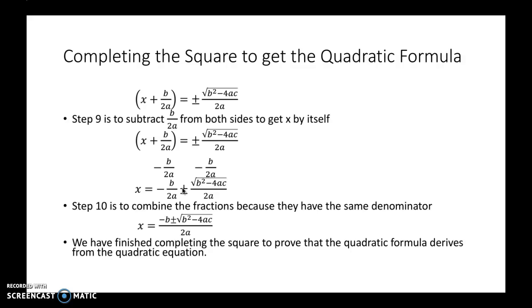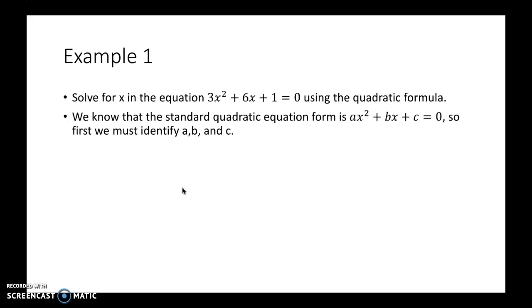And then for example 1, we need to solve for x in the equation 3x squared plus 6x plus 1 equals 0 using the quadratic formula. And we already know that the standard quadratic equation form is ax squared plus bx plus c equals 0.